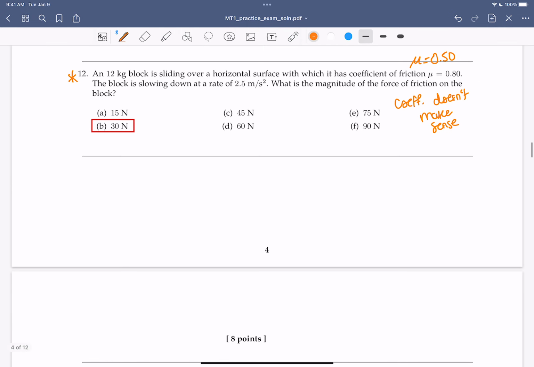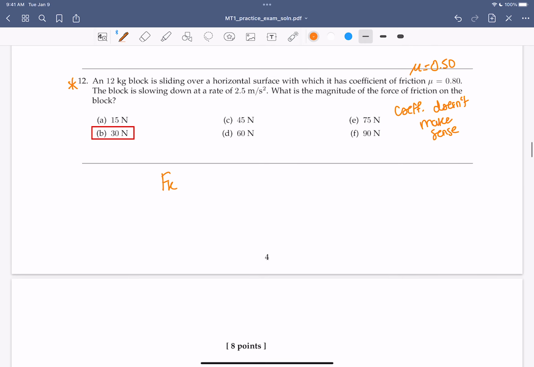So mu of 0.5, right? We're trying to figure out the force of friction. So if you're sliding, what type of friction do you have? Yeah, excellent. Kinetic friction. Now, what is that kinetic friction equal to? There's a specific equation to figure out kinetic friction here. Yeah, absolutely, you're right, and a couple other people got it too. So you take the coefficient of friction times your normal force, right?